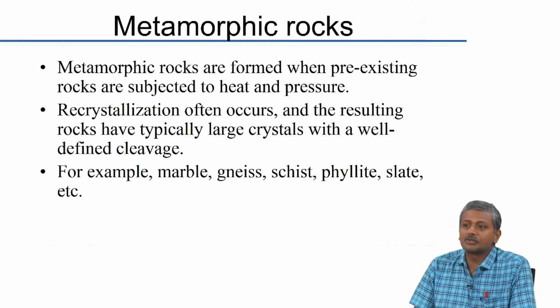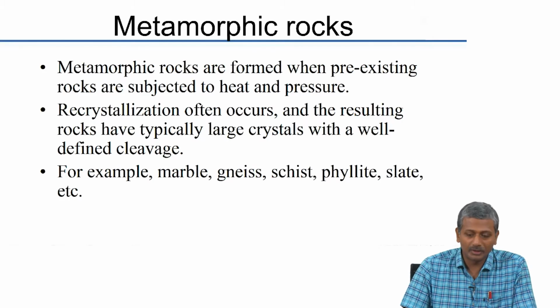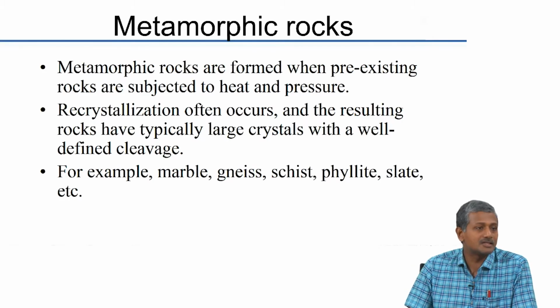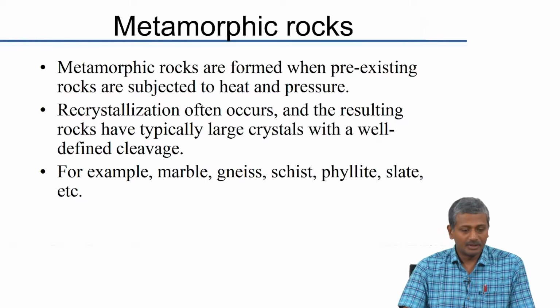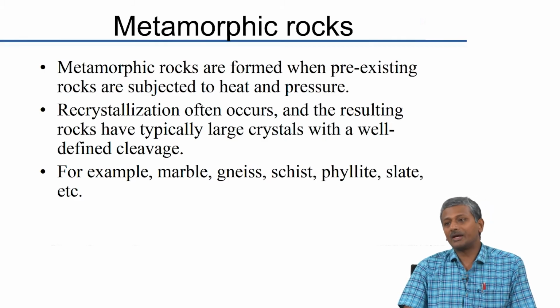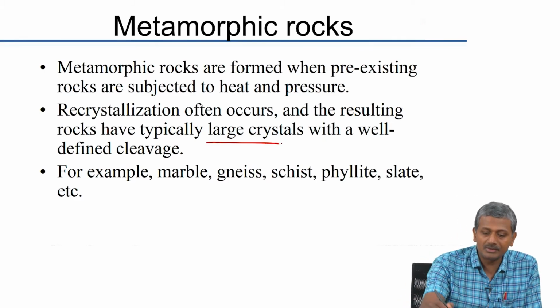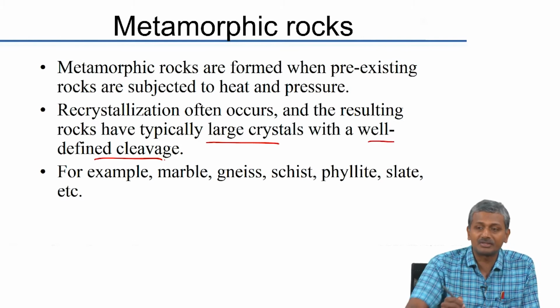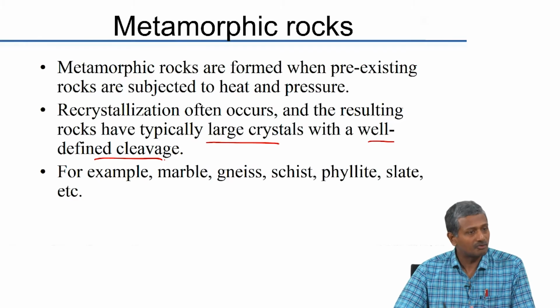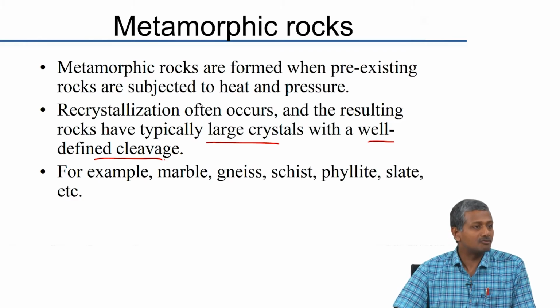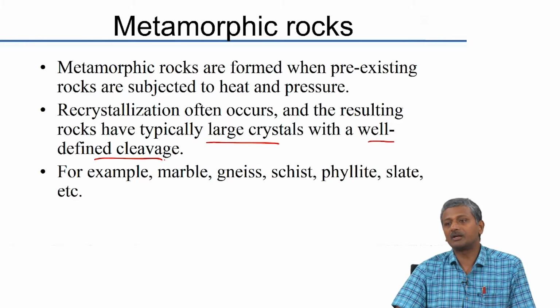Schist is usually from micaceous rocks. Phyllite, slate is basically the metamorphosed form of shale. So, these are all different types of metamorphic rocks that you can find on the earth's surface. Because of the recrystallization, you usually end up with very large crystals and a well defined cleavage. That means these rocks would have definite boundaries of failure, of fracture, because of the formation of large crystals with well defined cleavage.